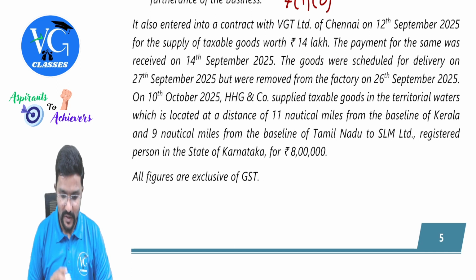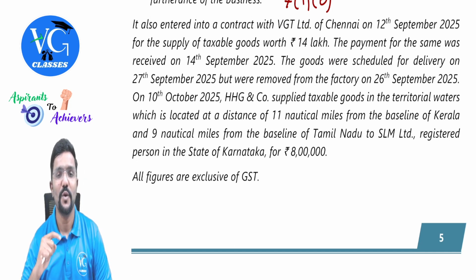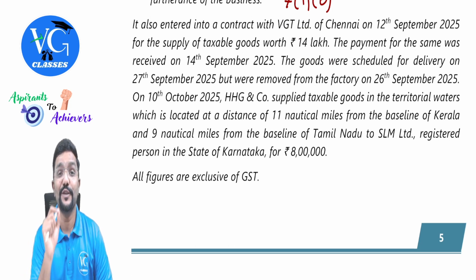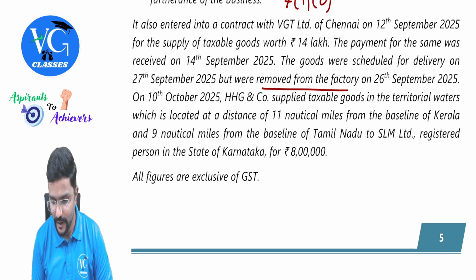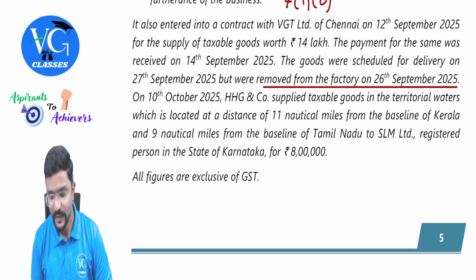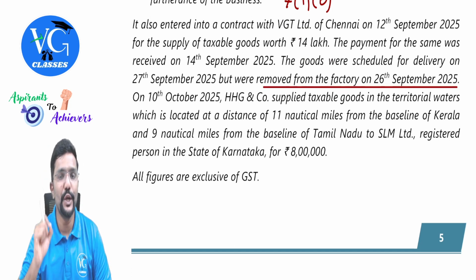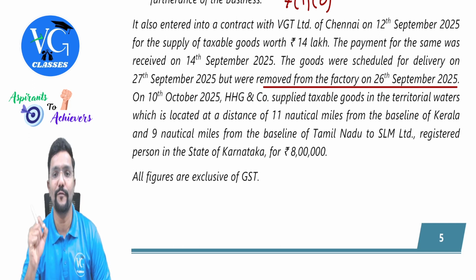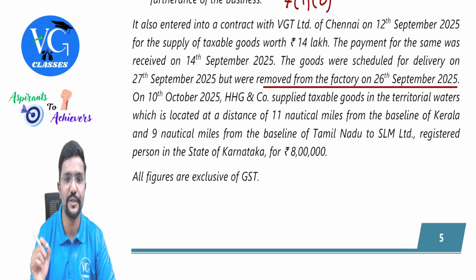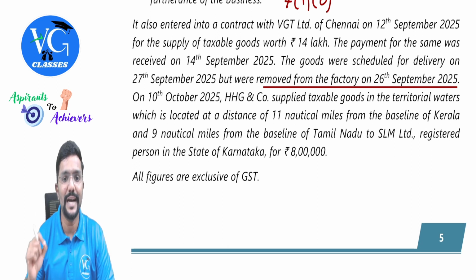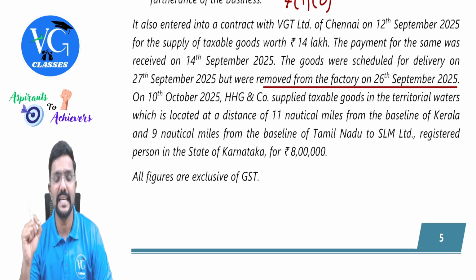Correct? Yes. So when there is a movement of goods, the invoice has to be issued by the supplier on or before the removal of the goods. So when the goods are removed from its place, it is on 26th September. So as per Section 31, the due date to issue invoice when there is a movement of goods is 26th September here, guys. Got the answer for one more question. Next, on 10th October 2025, HHG and Co.